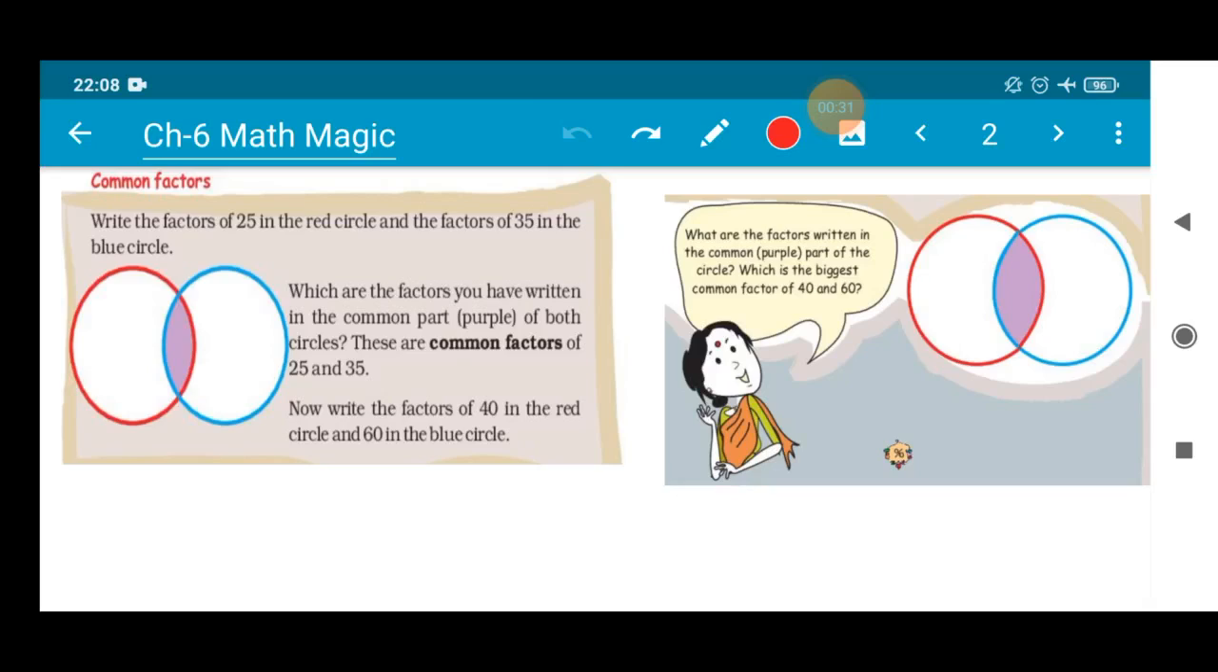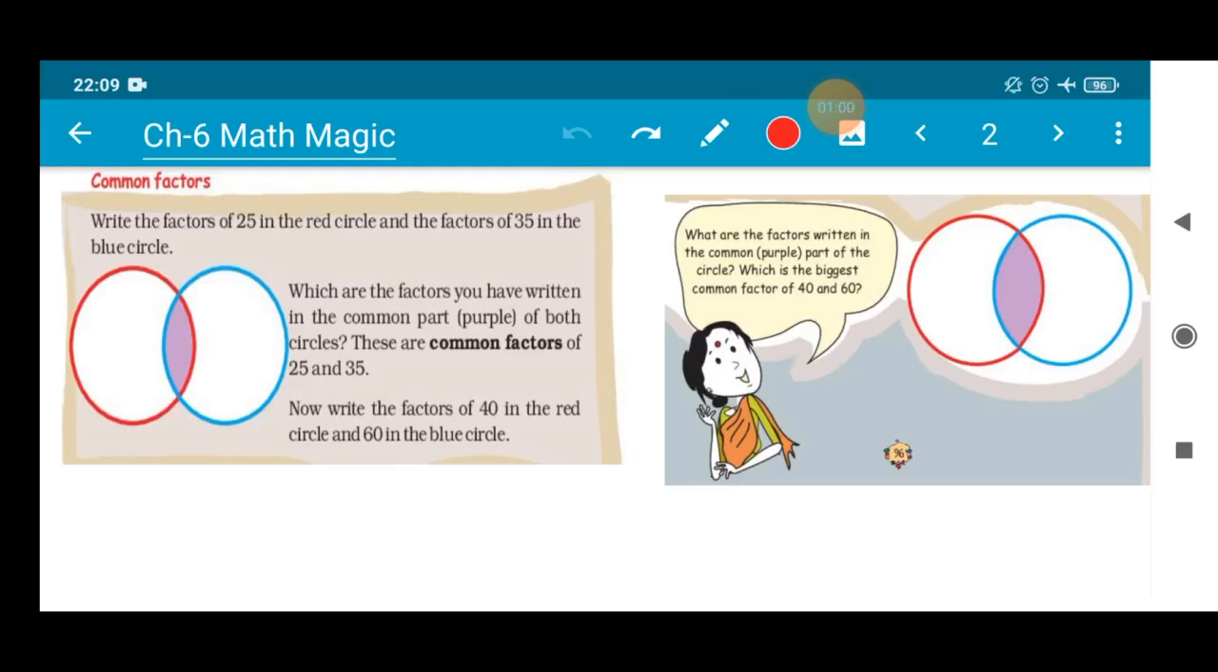Now you remember in our last class we have done about the multiples. We also have talked about factors, the concept of factors in maths tape, right? So we will be using the concept of that here. Okay, so write the factors of 25 in the red circle and the factors of 35 in the blue circle. Which are the factors you have written in the common part, that is in the purple part of both circles? These are common factors of 25 and 35.